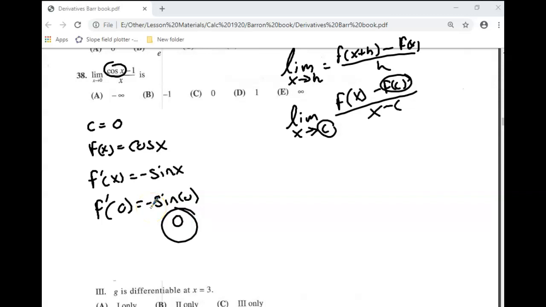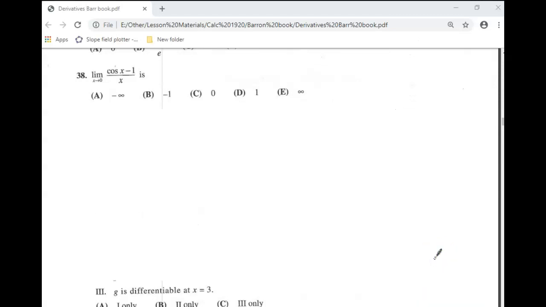Now let's just say that you didn't notice that, though. There's another way you could have done this. When it comes to doing limits, the first thing we always try to do is direct substitution. So if you do direct substitution, you get 1 minus 1 over 0, which is 0 over 0. Now, we don't want to write equals 0 over 0. I'll just put an arrow here. And that's an indeterminate form.